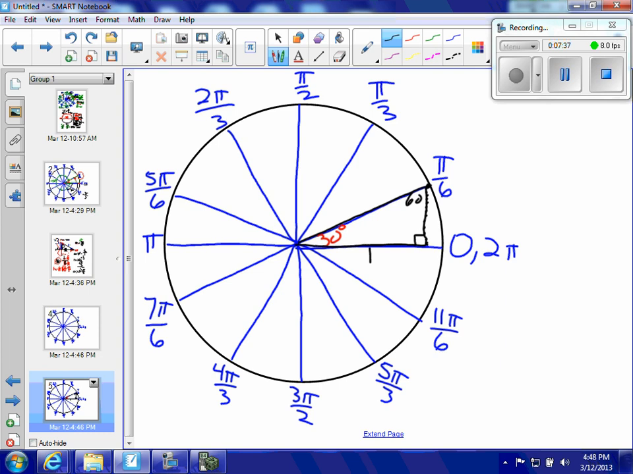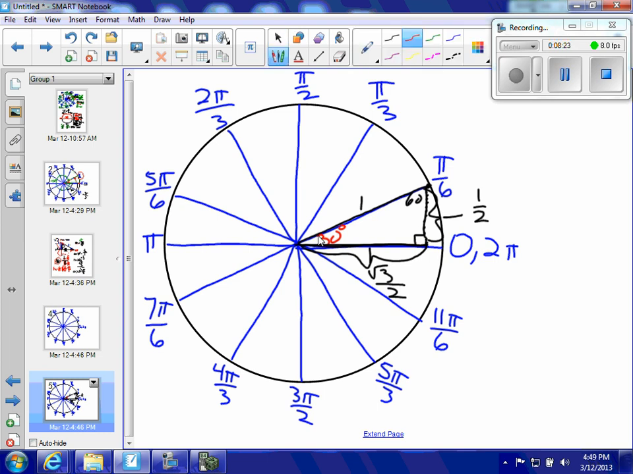Now you can see that the hypotenuse of this right triangle is also a radius. And since I've defined my radius as 1, then my hypotenuse is 1. Well, if I have a 30, 60, 90 right triangle, I know that the side opposite my 30 degrees is a measure of 1/2. And I know that this distance right here is a measure of radical 3 over 2. That has given me some very interesting information.